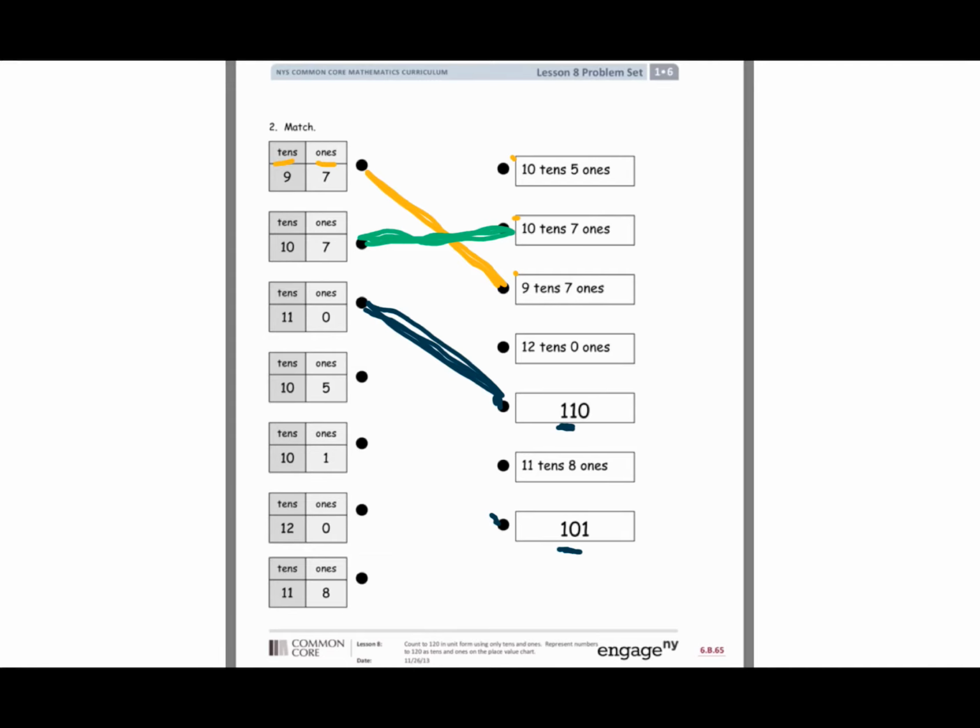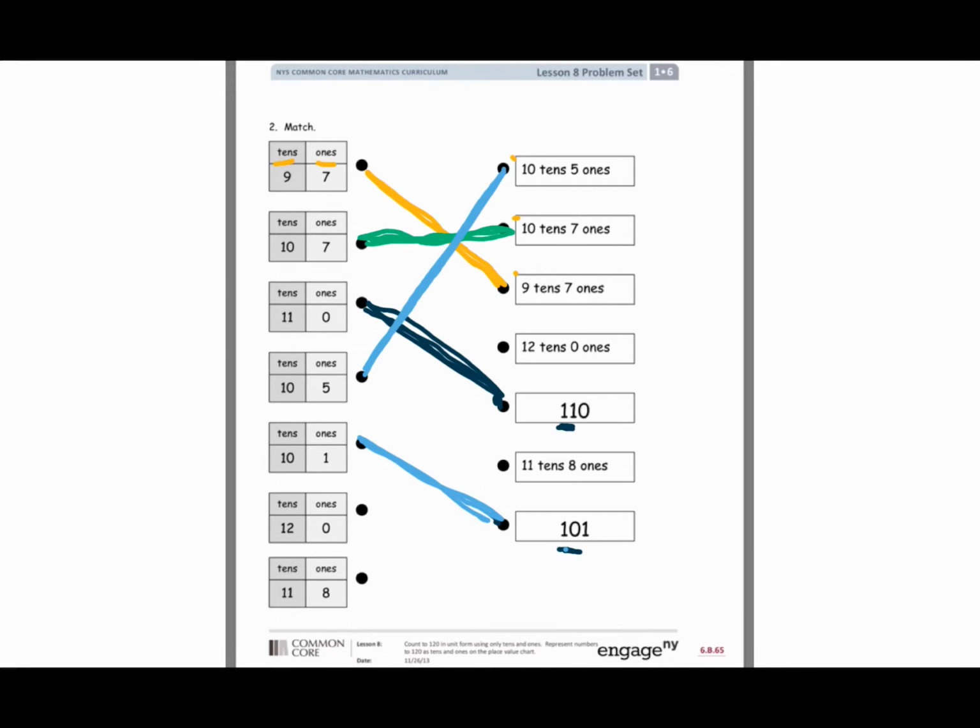How about the next one? 10 tens, 5 ones. Oh, that would be this one up here. 10 tens, 5 ones. Okay. And next I have 10 tens, 1 one. Where's 10 tens, 1 one? Oh, here. 10 tens, 1 one.